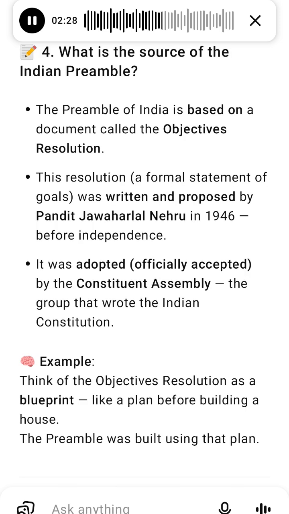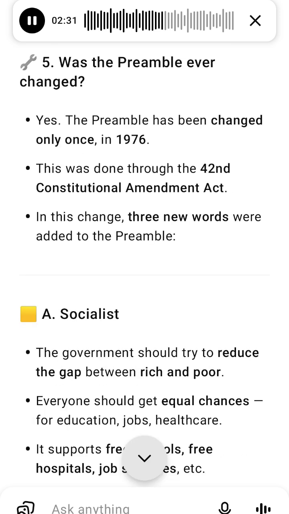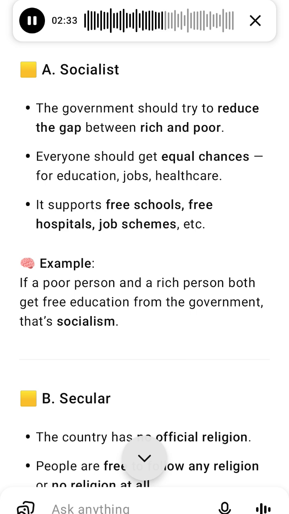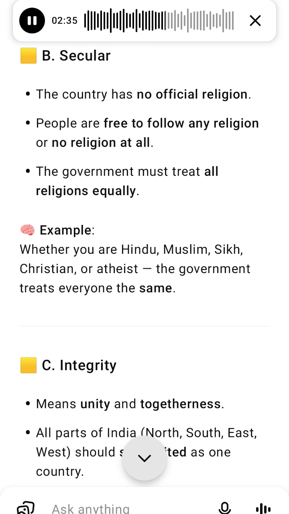5. Was the preamble ever changed? Yes. The preamble has been changed only once, in 1976. This was done through the 42nd Constitutional Amendment Act. In this change, 3 new words were added to the preamble.